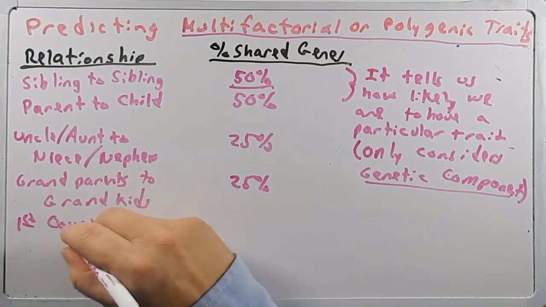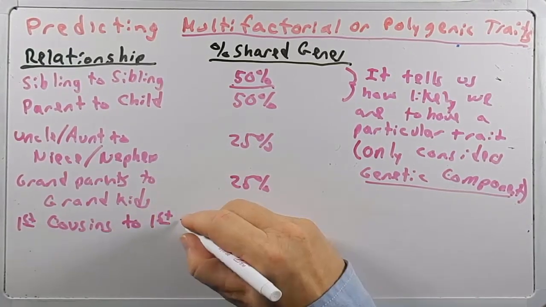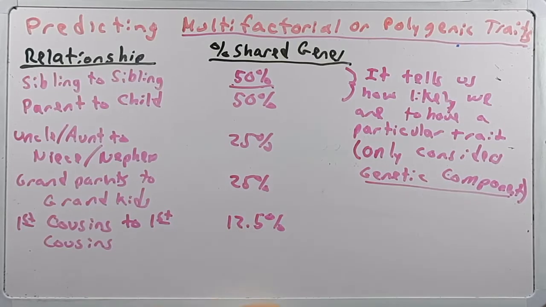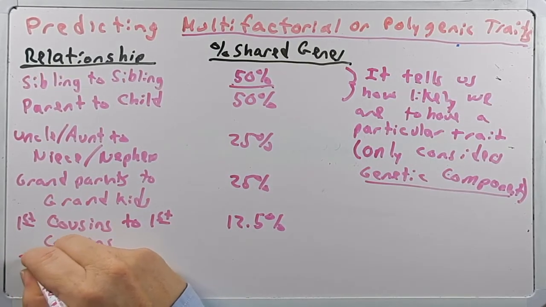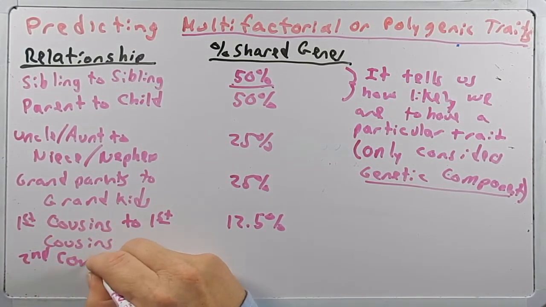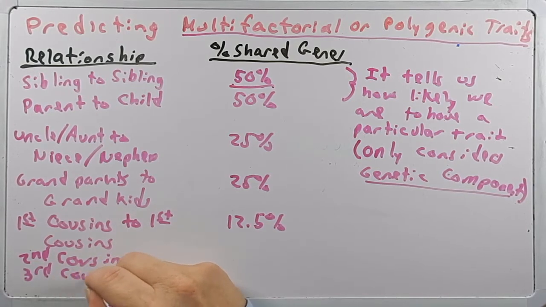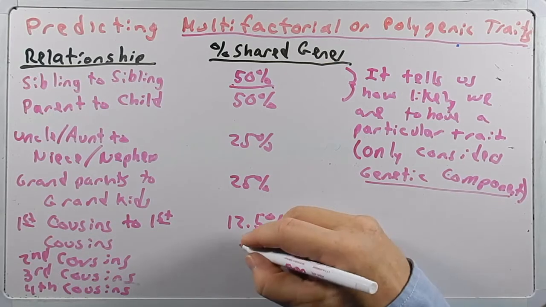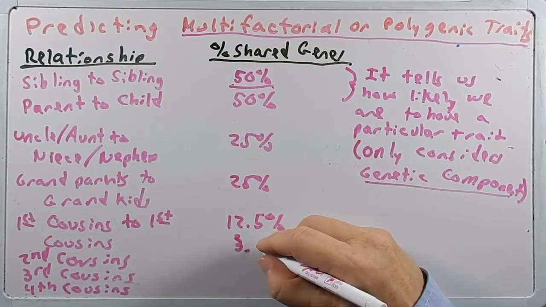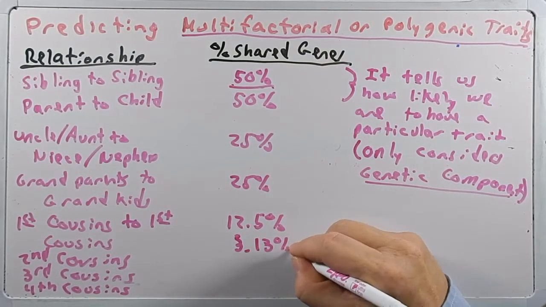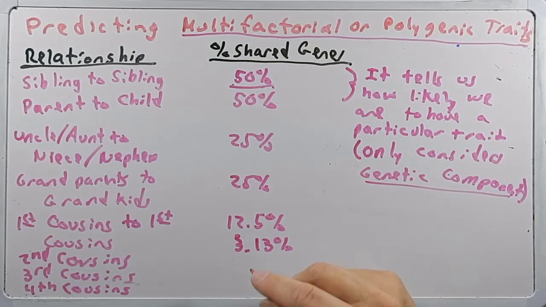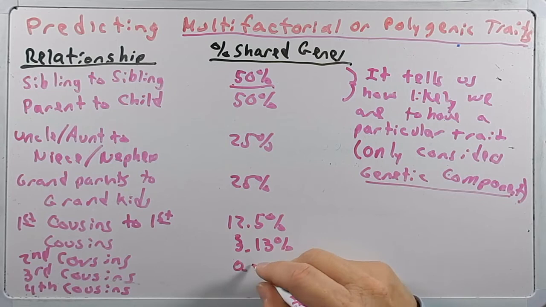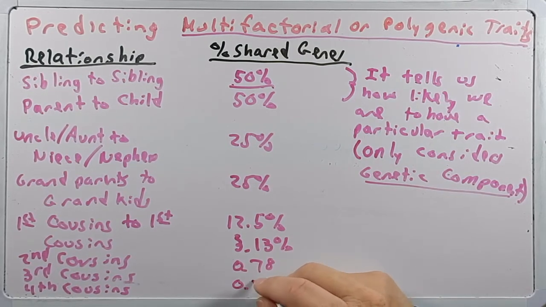First cousins, two first cousins, there is a 12.5% chance. And here, because I'm running out of room, I'm just going to write second cousins, third cousins, and fourth cousins. Second cousins, there's a 3.13% chance that I would have a shared genetic component. Then third cousins goes down to 0.78, and fourth cousins are 0.2%.